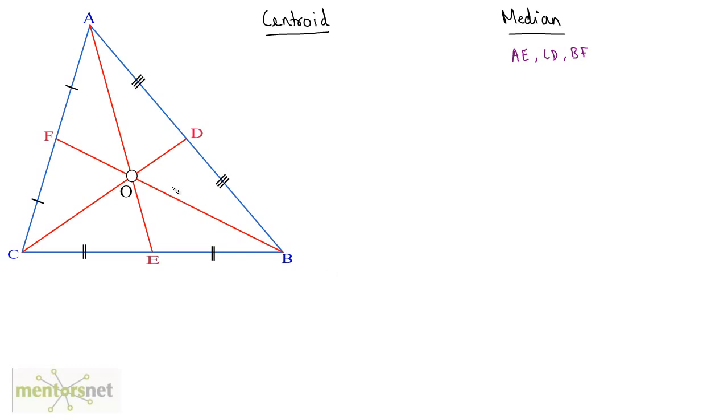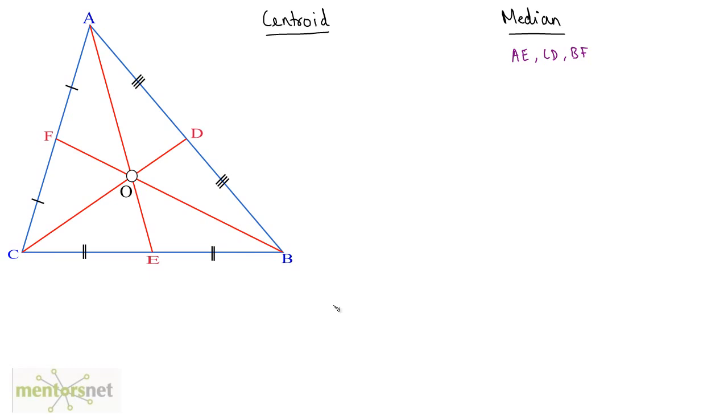So what is a median? Well, a median is a line joining the vertex and the midpoint of the opposite side, right? E is the midpoint of BC because CE and EB are equal. Now same is the case with the median BF. F is the midpoint of AC. So the line joining from B to F is the median, and same is the case with CD. So a median is a line which joins a vertex of a triangle and the midpoint of its opposite side.